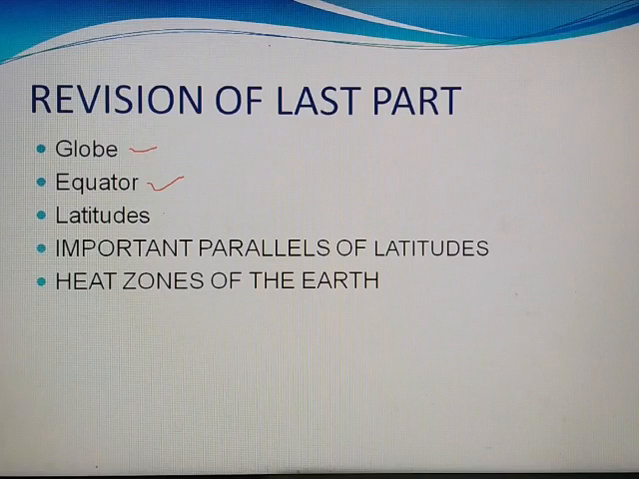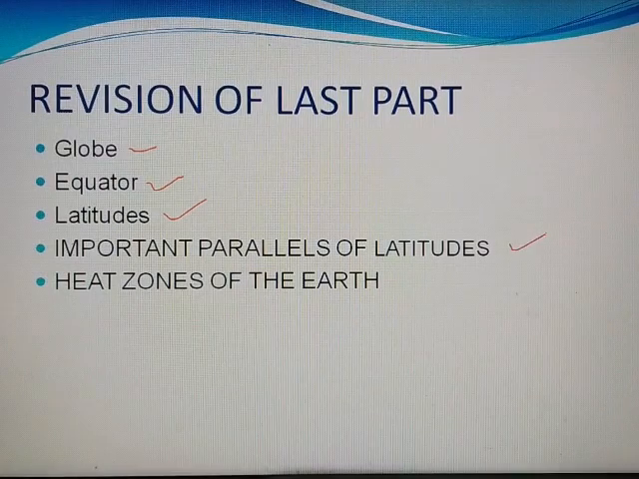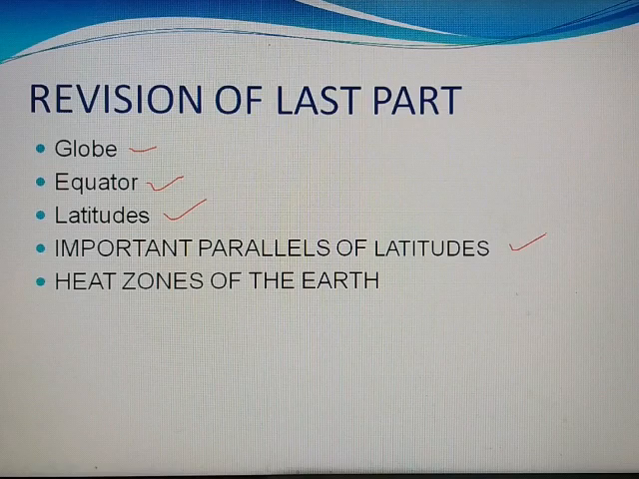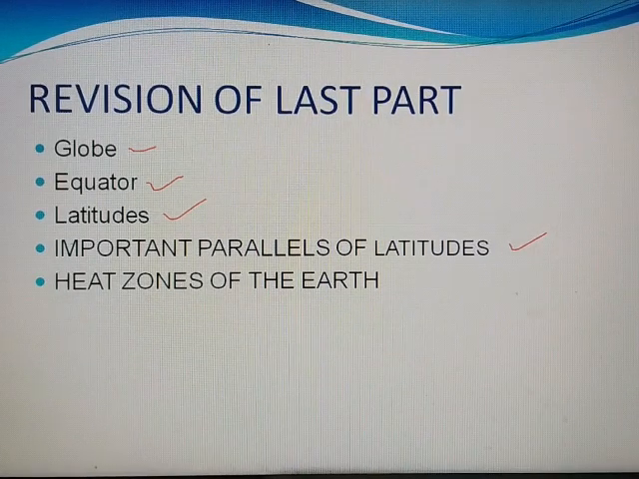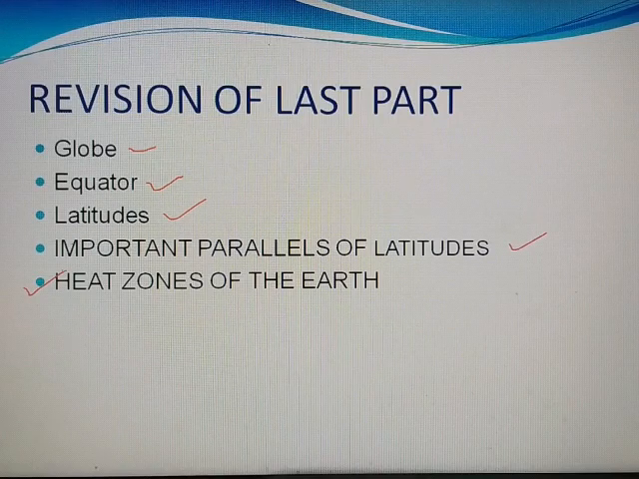Then we learned about latitude also. Latitude is parallel to the equator. Then the important parallels of latitude: we learned that there are four important parallels of latitude, that is Tropic of Cancer, Tropic of Capricorn, then the Arctic Circle and Antarctic Circle. Lastly we learned about the heat zones of the earth. There are three heat zones: torrid zone, temperate zone and freezing zone. So these five topics we have learned in the first part of this chapter.